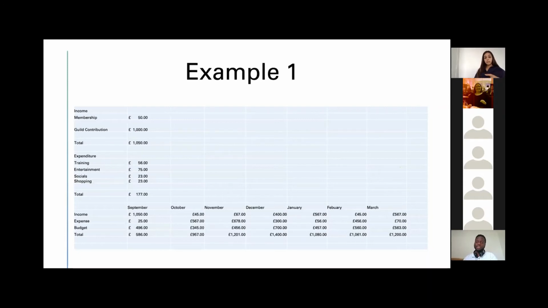So for example, September, October, we may have more people doing training, because you're just starting society. New people need training. You may have more socials in the first couple of months, so you may spend more money that month. And for example, in January, you may not spend any money on shopping at all. You may not spend any money on socials. You may spend more on training. It just depends on what your society does.